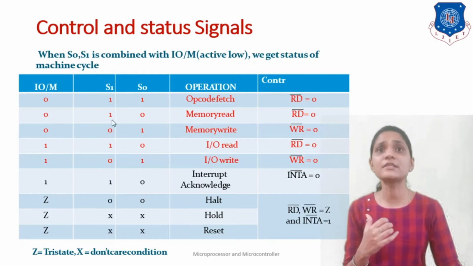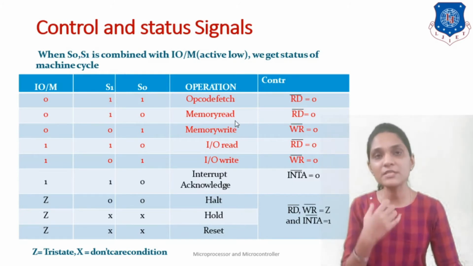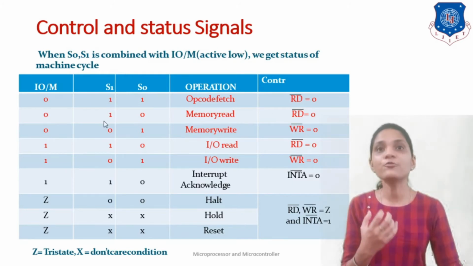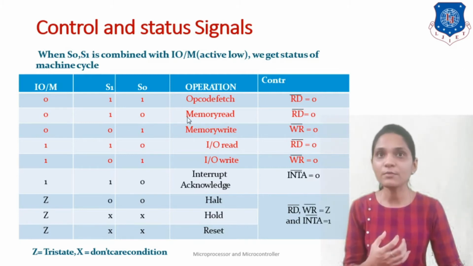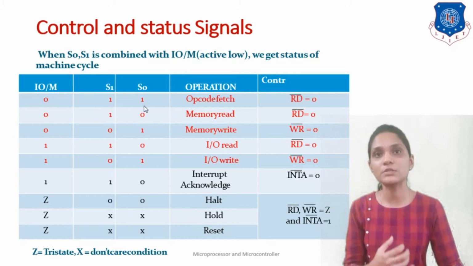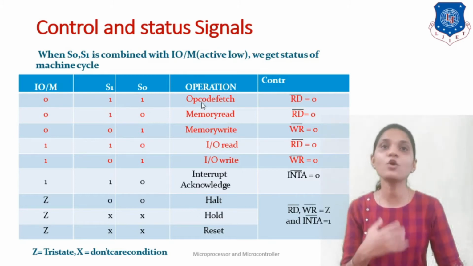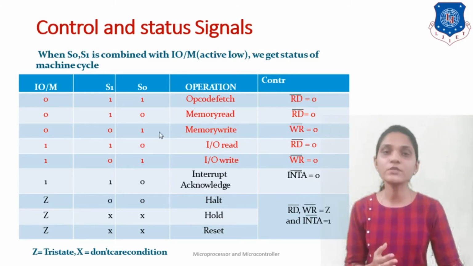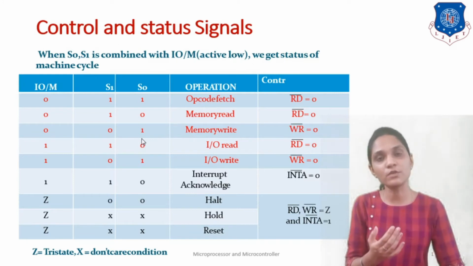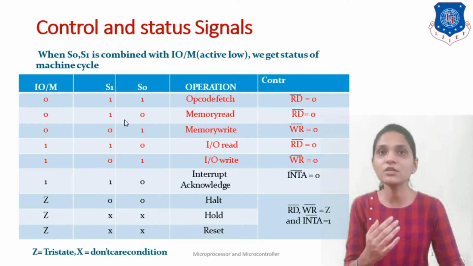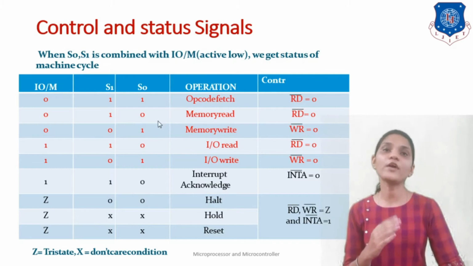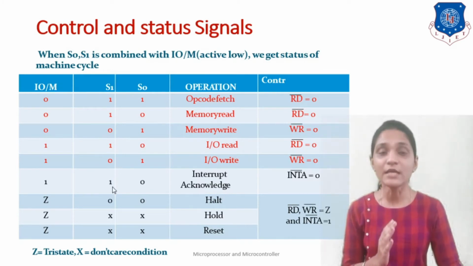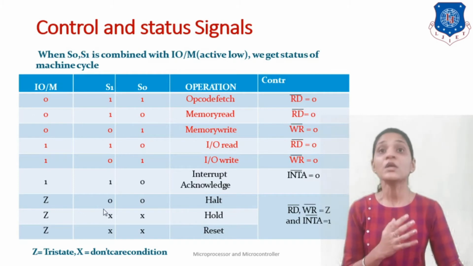If your IO comma M bar is 0, RD bar is 0, that means a memory read task is there. If your status is 1 0, that means you are reading the data from the memory, and if your status is 1 1, that means you are fetching the opcode from the memory. In both of these you are reading some content from the memory, but in memory read you are reading the data, and in opcode fetch you are reading the opcode. So this is the basic difference between the opcode fetch and memory read cycles.